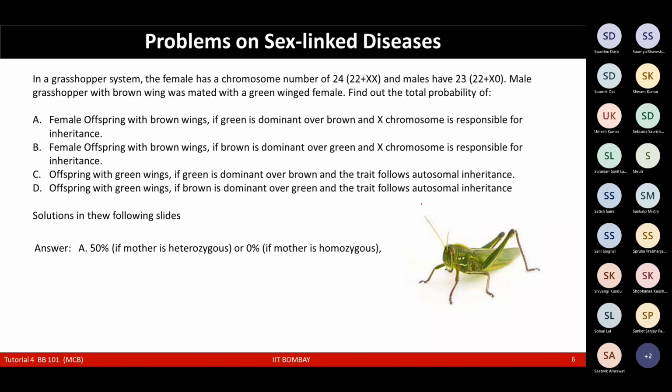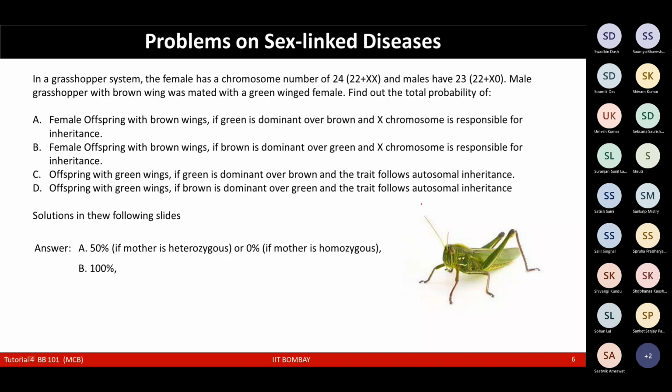Just focus on the second part. A female offspring with brown wings, if brown is dominant over green and the X chromosome is responsible for the inheritance. 100%. 100 for homozygous and 50 for heterozygous. It is 100 for everybody. So answer the C part.